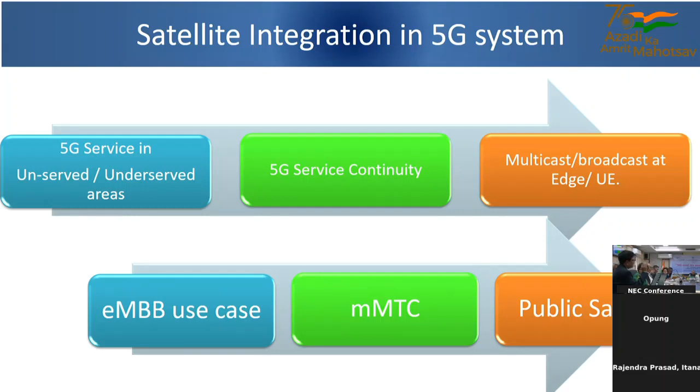So in 5G, 3GPP release 17 and 18, now integration of satellite into the 5G network itself is being talked about. What are the different purposes where satellite can help proliferate 5G? The first is 5G services in the area which is unserved or underserved. For example, if you go to a very far away remote village where you don't have any backhaul, you cannot actually deploy any kind of mobile network because of the backhaul. There, satellite will come into the picture that can provide backhaul to the 5G network. So that is unserved or underserved area.